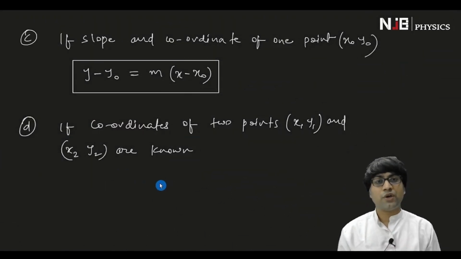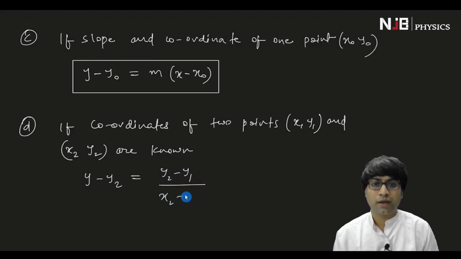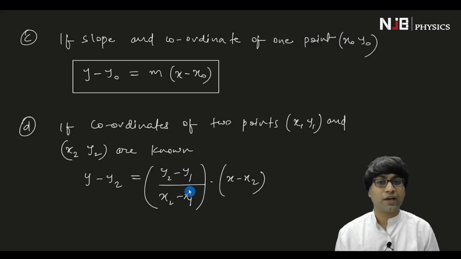In another situation, if the coordinates of 2 points, let's say x1, y1 and x2, y2, are known to us and the slope is not known to us, how can one write the equation of a straight line? In this case, it is going to be y minus y2 equal to (y2 minus y1) divided by (x2 minus x1) multiplied by (x minus x2). So basically, this term is the slope of the straight line.